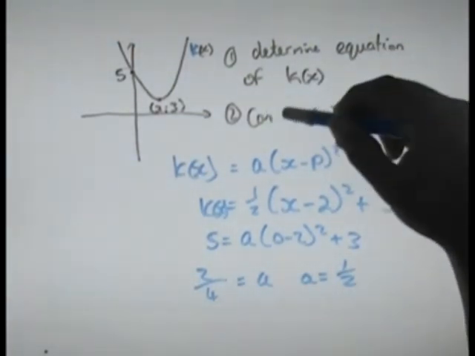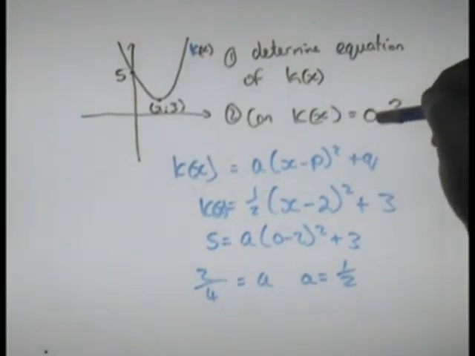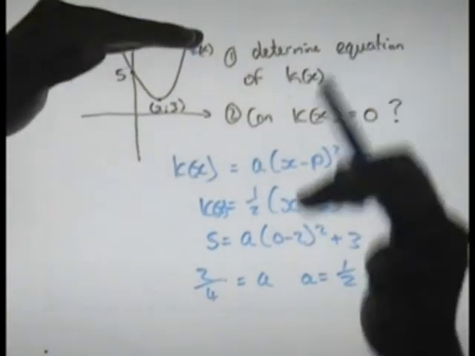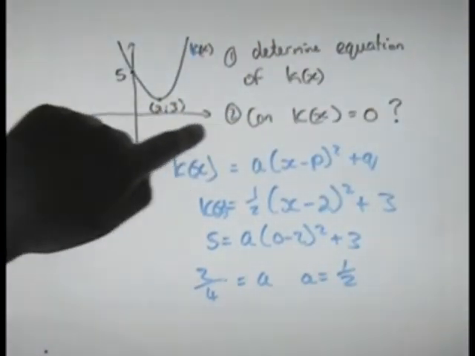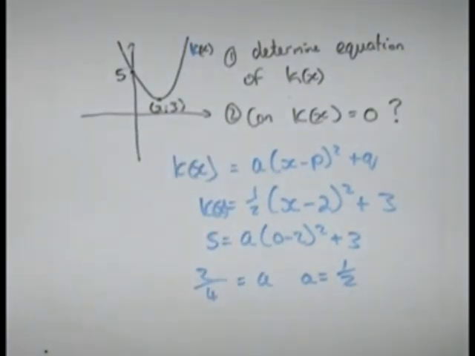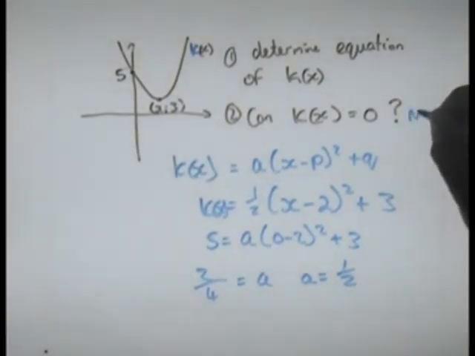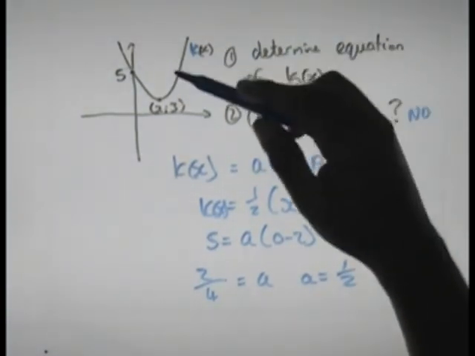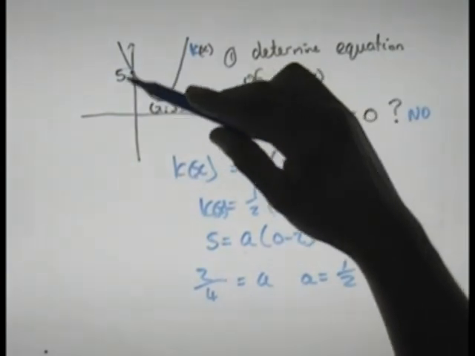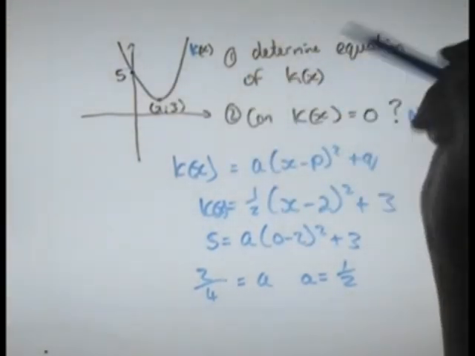I then asked you, can k of x ever equal 0? Just by looking at this graph, you can see that it never touches the 0 line. y is never equal to 0. So your simple answer there could be no. And your simple reason is that the turning point is above the y-axis and your a value is positive.